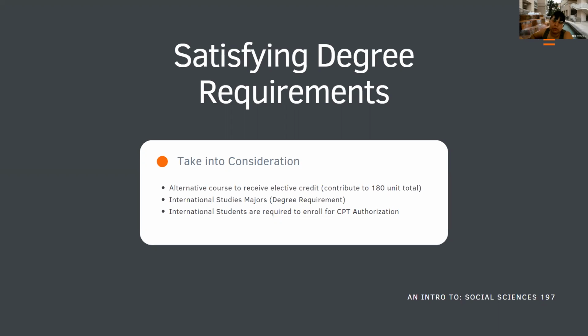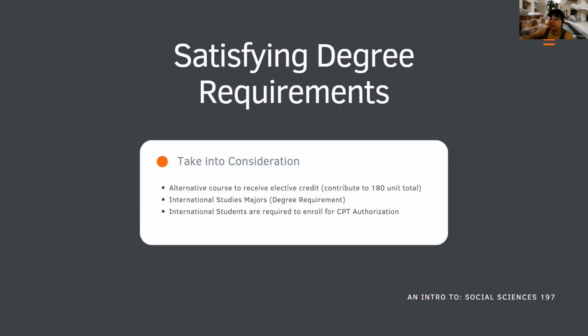And then another note, if you identify as an international student, most likely you will need what is called curricular practical training, also known as CPT. This allows you to work at an off-campus site. As part of the process of CPT, it actually requires you to enroll in an internship course. So you'll have to enroll in Social Science 197 in order to hopefully get approved for CPT and to be authorized to work off campus.